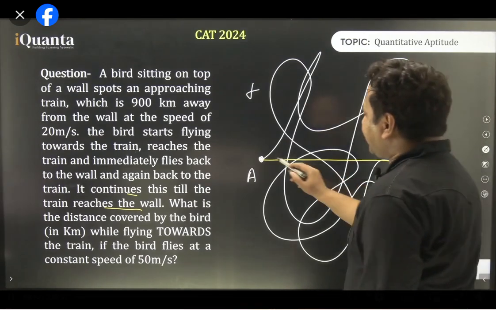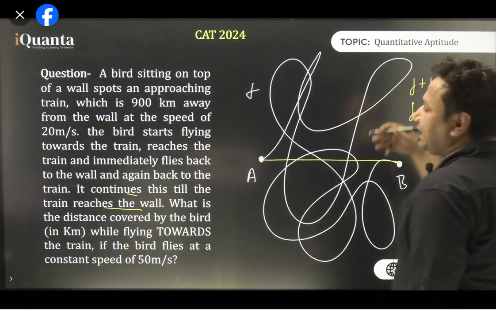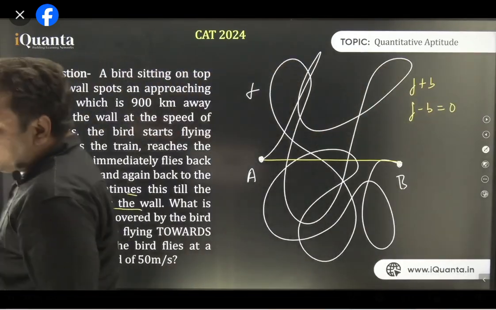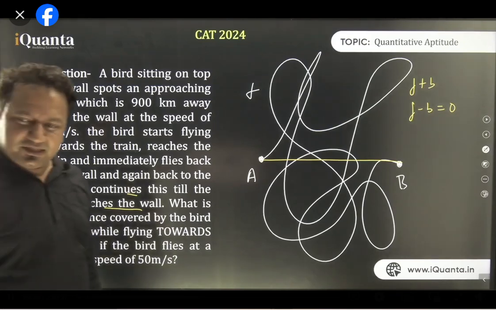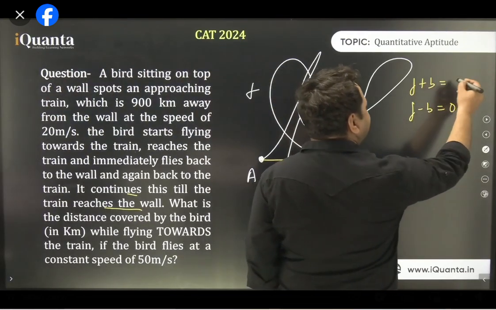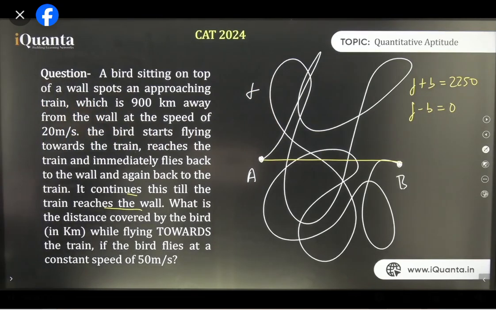It's 0 actually, because the bird is moving back to the wall only. So F minus B is 0. I was just giving you different kinds of interpretations. Now if I ask you in which case F minus B will be equal to 900, it will be 0 only. The people who are saying it's 0, they are right. So F plus B was 2250, F minus B is 0, because displacement is 0. The bird has not moved a single inch in its entire flight.